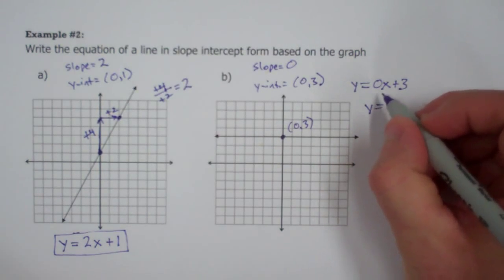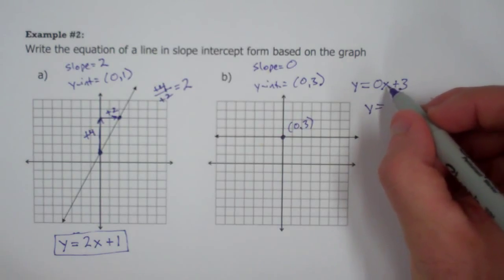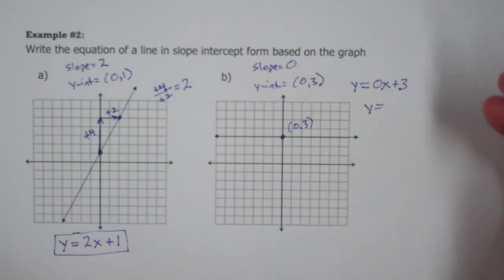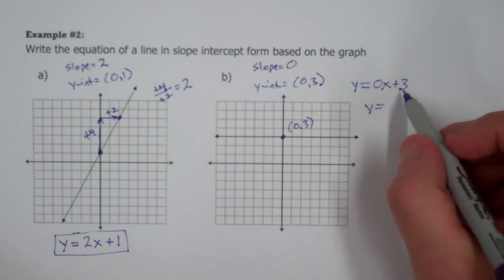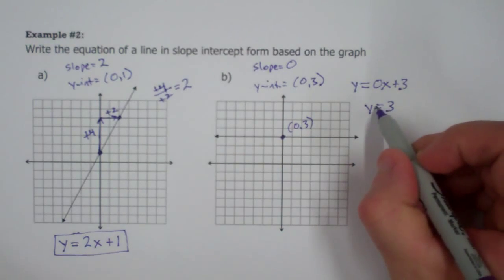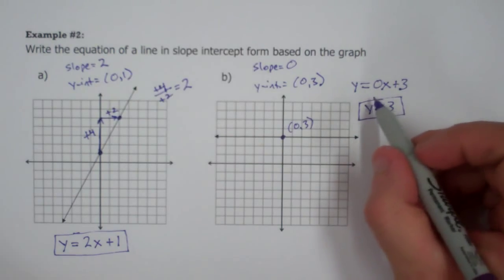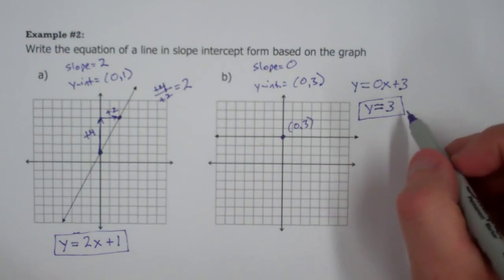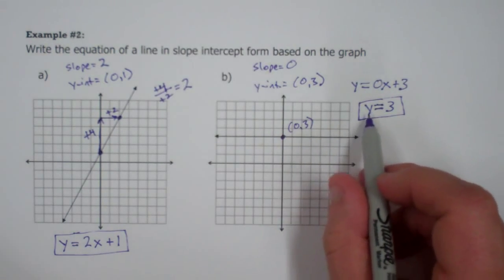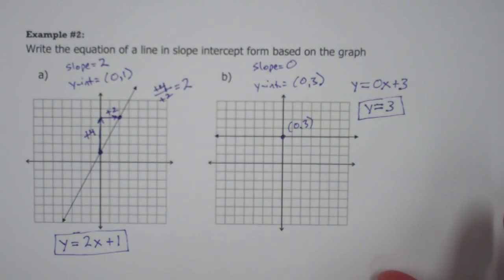And we usually don't even write the 0x because 0 times any number is 0. And that piece will always be, well, nothing, and y will always be 3. So this is the preferred form, even though the slope is 0, and you can write it like this. Any horizontal line, y is equal to a number.